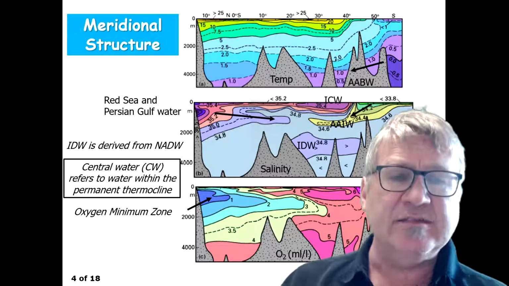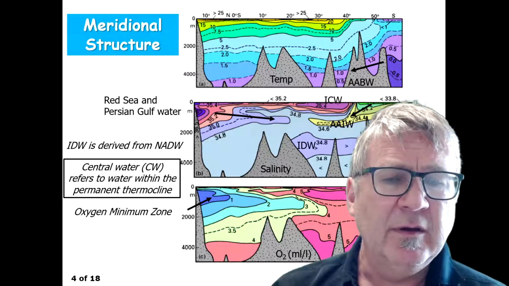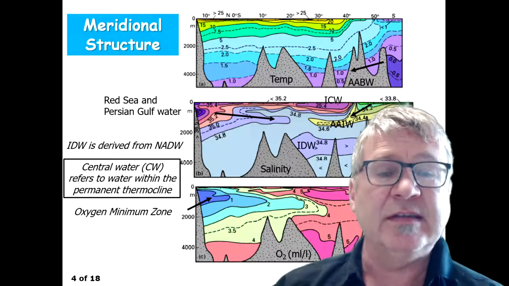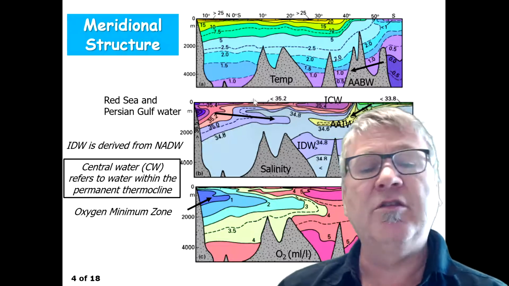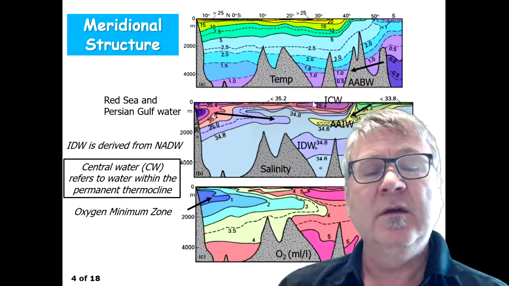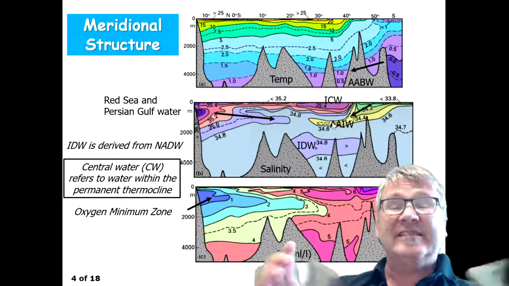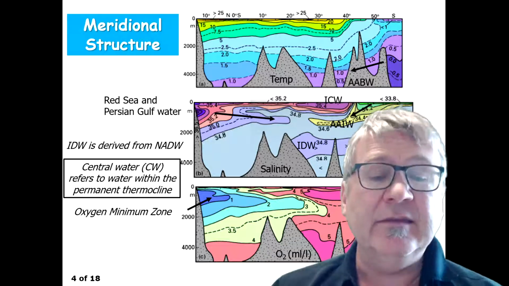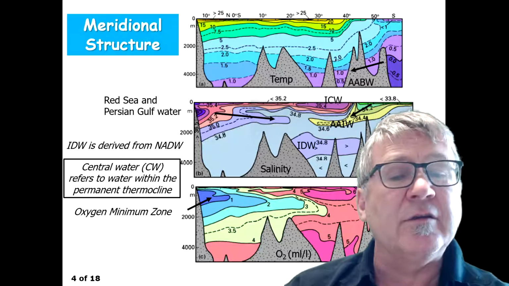So what else is mentioned here? Maybe we come back to that later on. It's something called central water. Central water is the water within the permanent thermocline near the surface. We have Indian central water, and we actually have different types of central water in this area, with different contributions. We look at that on the next slide.